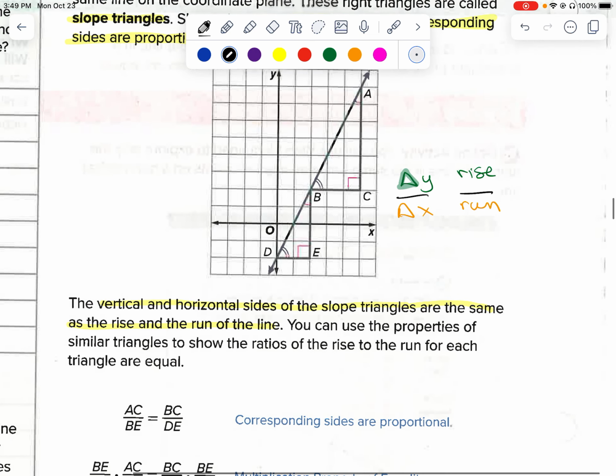So if I look at this, it says AC down here. AC right here, I guess I should do the highlighter for this. AC over BE. So they're both the rise on both of the triangles. Then we look at BC. BC is the run. DE is the run.